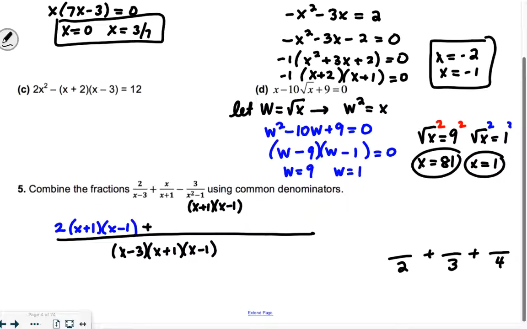Okay, plus, so now we have the x part. What does the x part have? It has a denominator of x plus 1. What denominators does it need still? X minus 3 and the x minus 1. Exactly. And then the last one, we have the 3. So we have the denominator of x plus 1 and x minus 1. What do we still need? Just the x minus 3. Does that make sense? It's all over that same denominator.